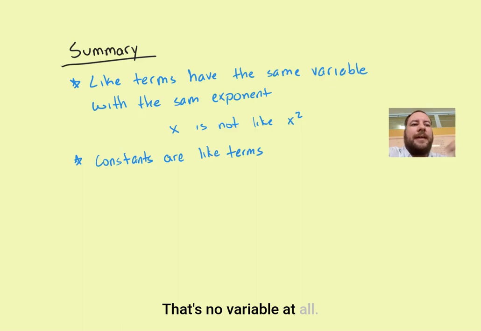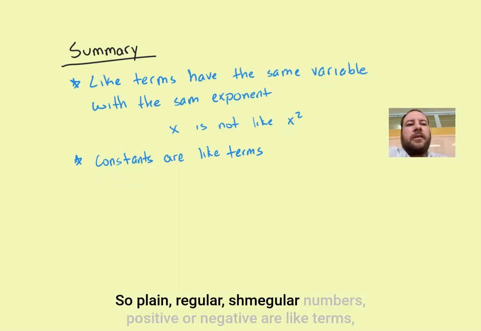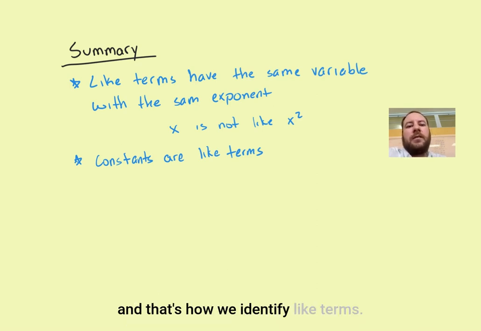That's no variable at all. So plain, regular numbers, positive or negative, are like terms. And that's how we identify like terms.